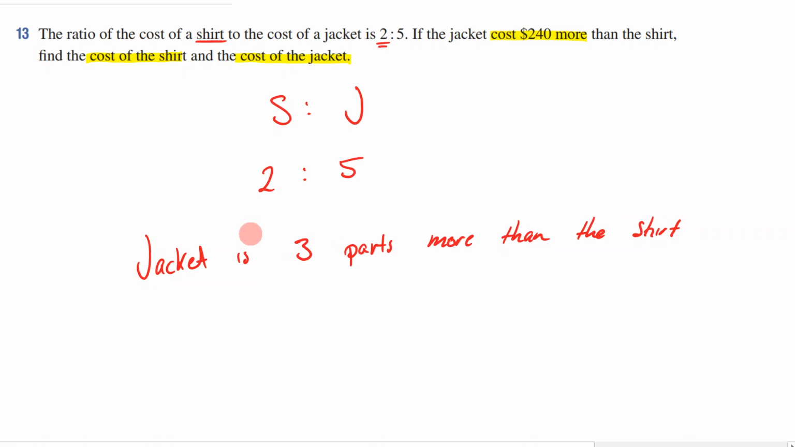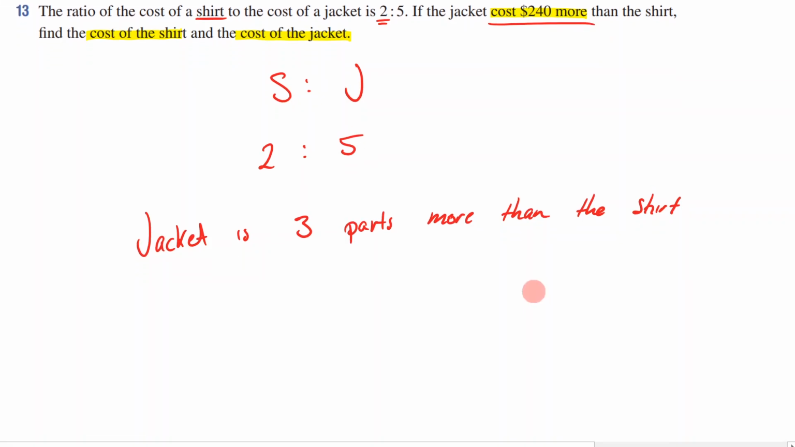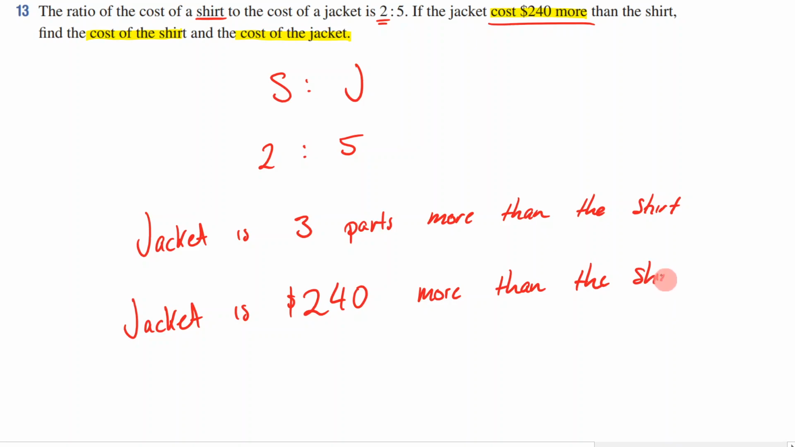Well, what else do I know? I also know that the jacket costs $240 more, right? So the jacket is $240 more than the shirt. And hopefully by writing these 2 sentences together, it's clicked. 3 parts is equal to $240.